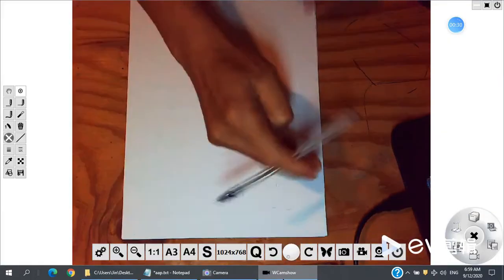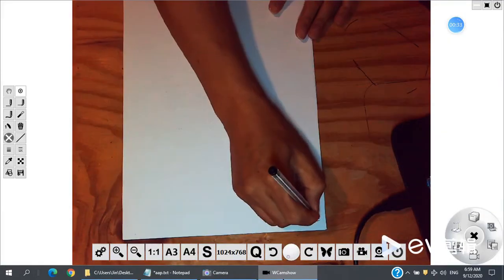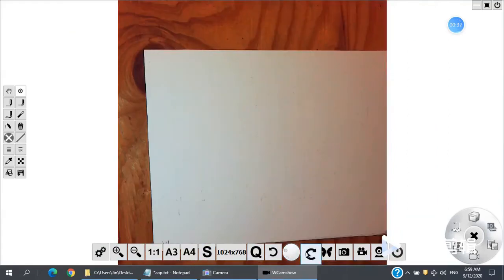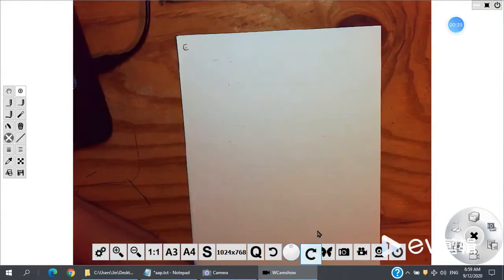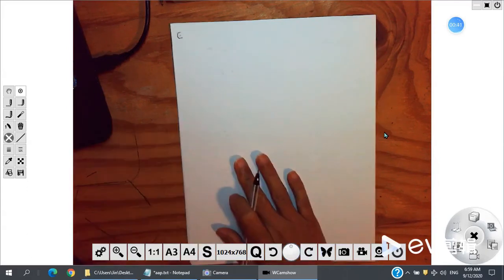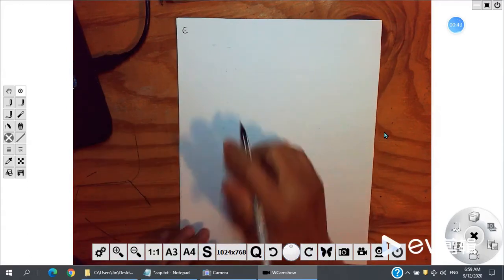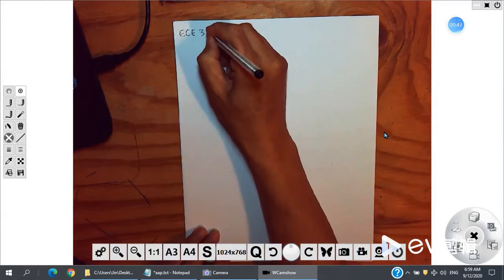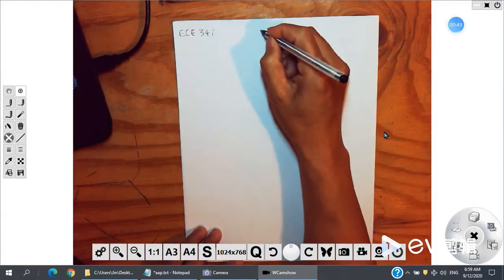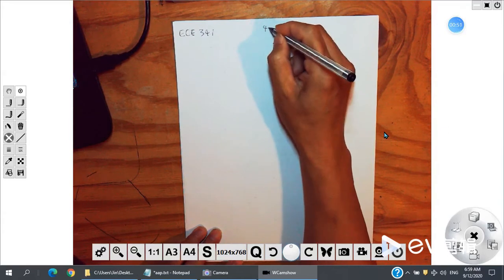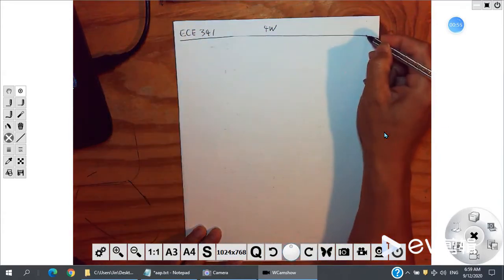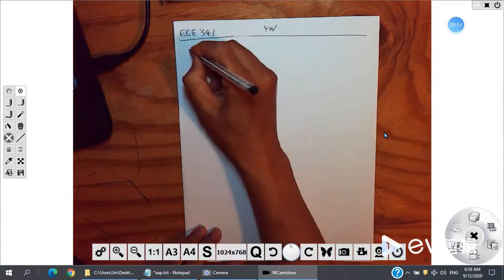ECE341. This is the fourth week, Wednesday class. The counting method.